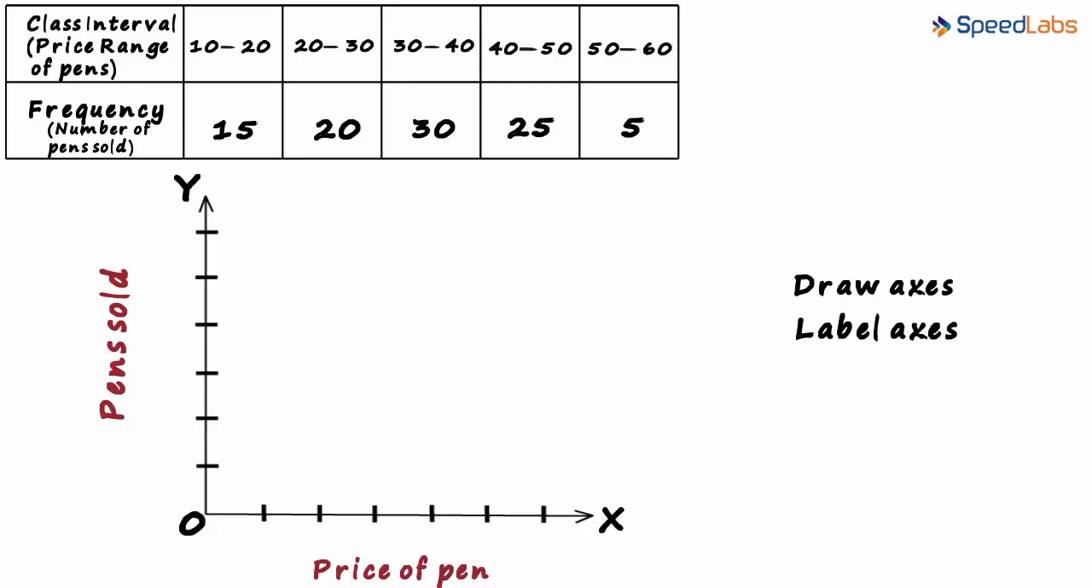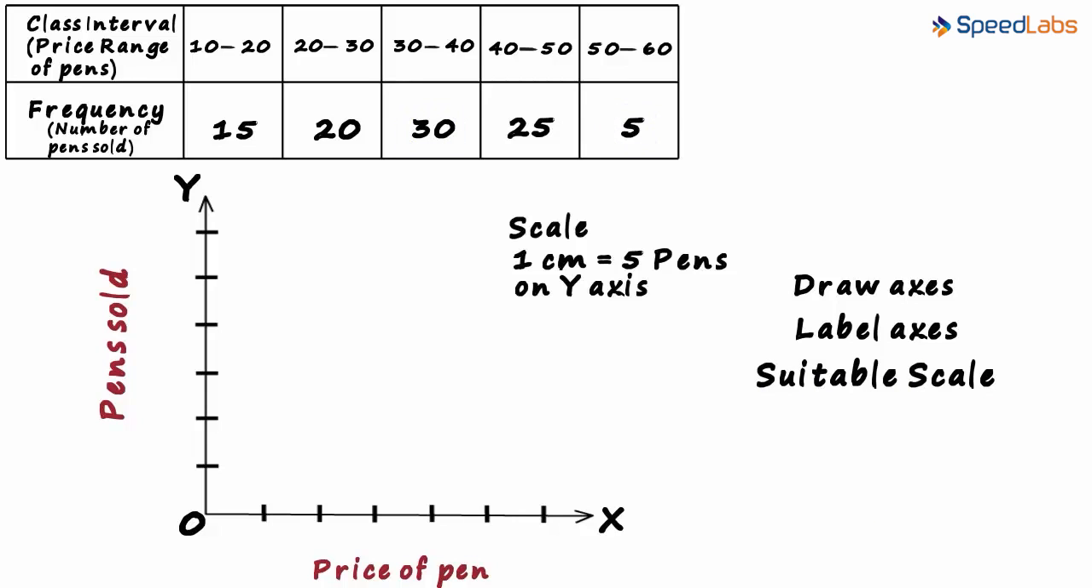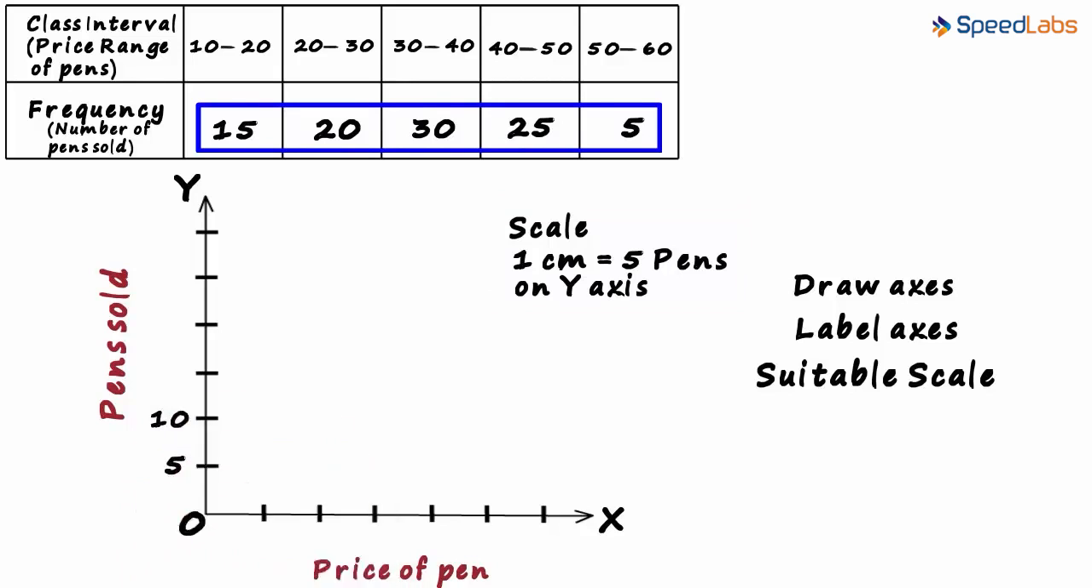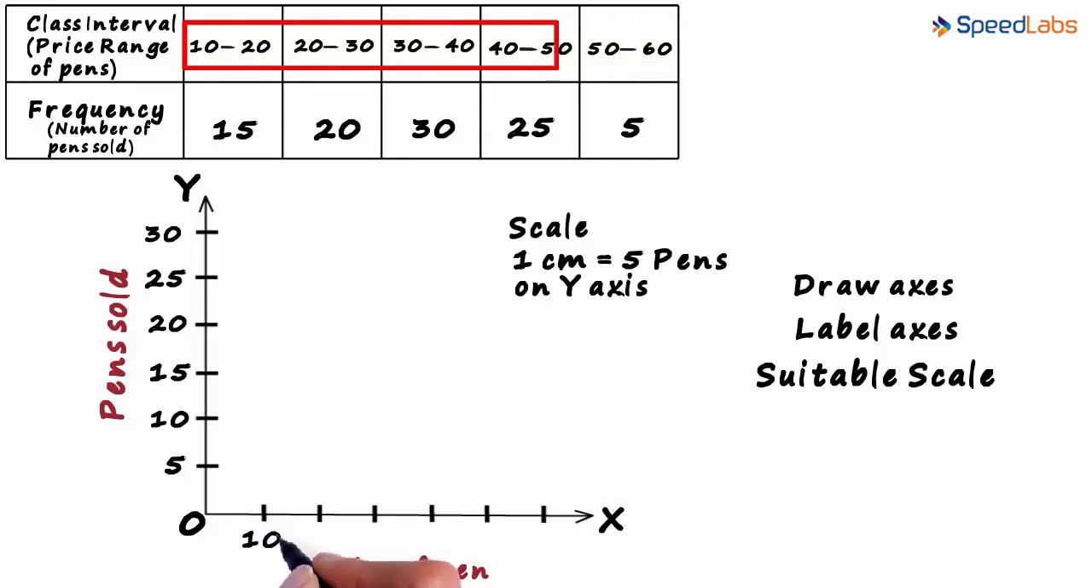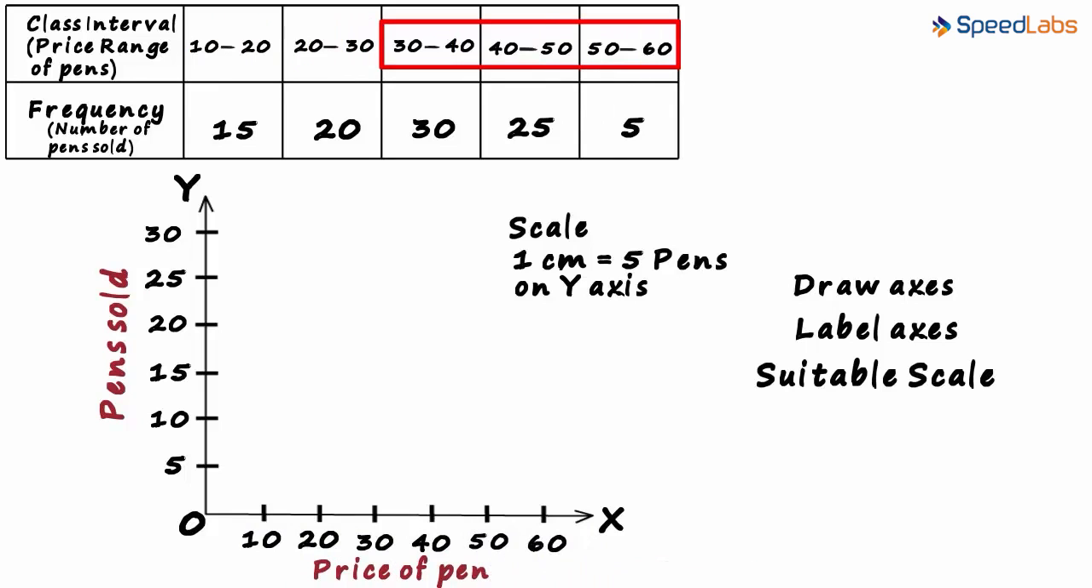Now we have to choose a suitable scale for the y-axis. The number of pens sold range between 5 and 30. A scale of 1 centimeter equals to 5 pens on the y-axis would be perfect, as we would need just 6 divisions. We start writing the values on the y-axis. 5, 10, 15 and so on up to 30. And on the x-axis, we start writing the price range of pens. The first range is 10 to 20, then 20 to 30, and so on up to 50 to 60.